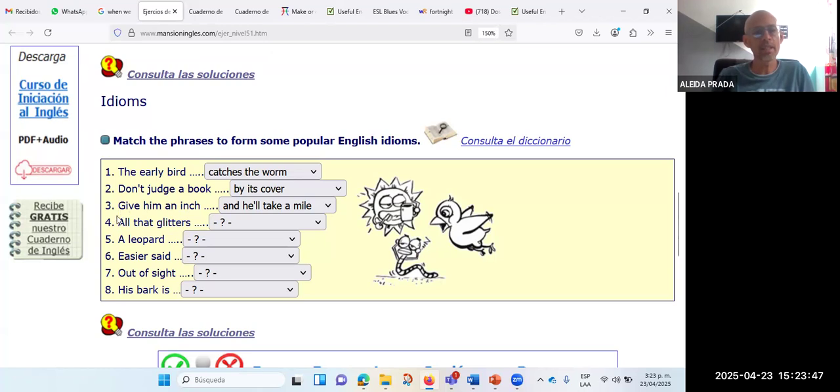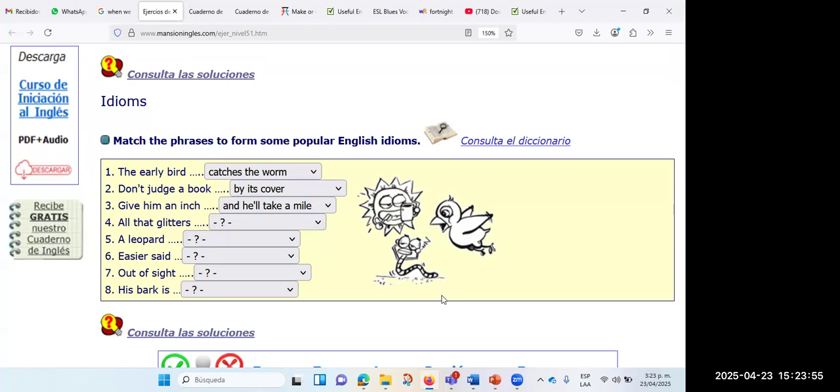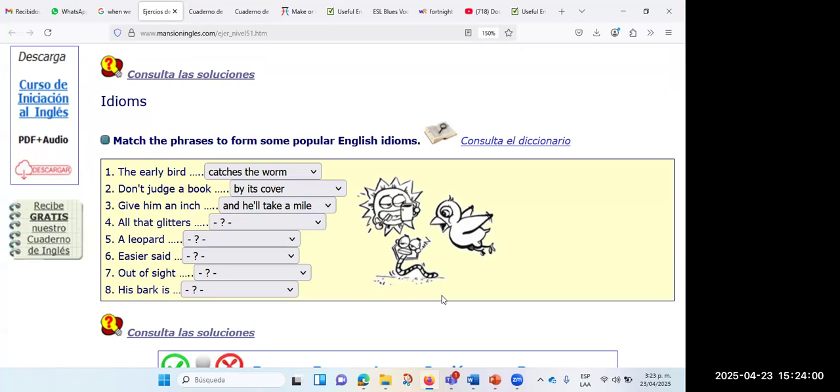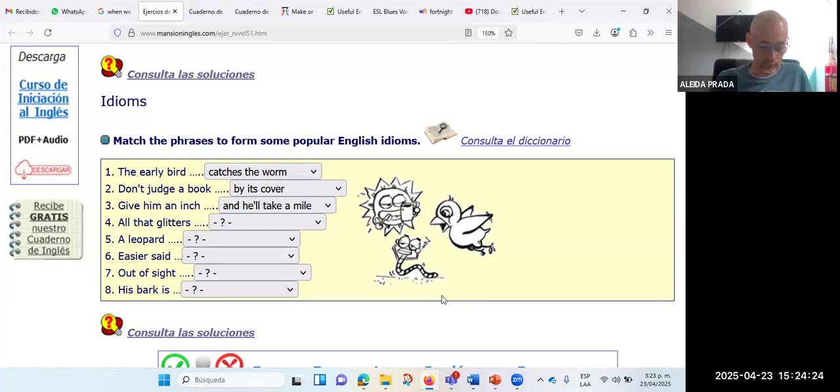Now, what does that idiom mean? Give him an inch and he'll take a mile. What do you suppose is the meaning of this idiom? I suppose that it means if you give some person one thing, he will take more. I think it is a very rude person, but I don't know. I think I am taking it so literally.